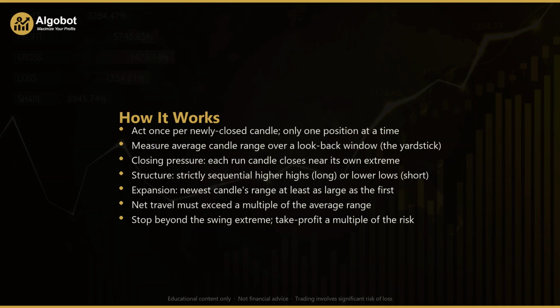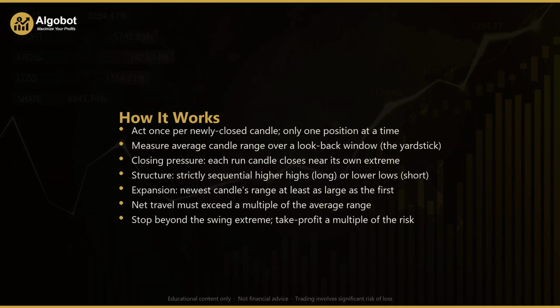First, it builds a yardstick. It looks back over a window of candles sitting behind the recent run, by default 14 of them, and calculates their average range, that is, the average distance from high to low. This average becomes the reference for what counts as a meaningful move. Next, it inspects the run itself, which is the small group of most recently closed candles. By default, it examines 3 candles.